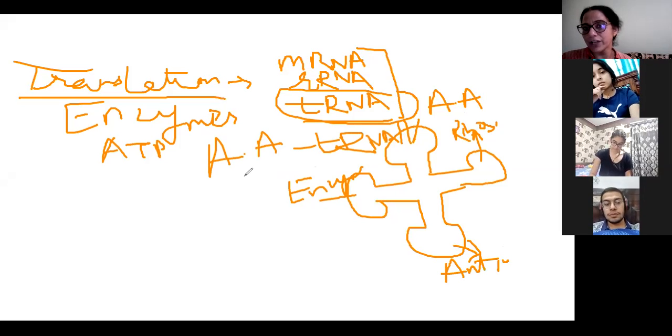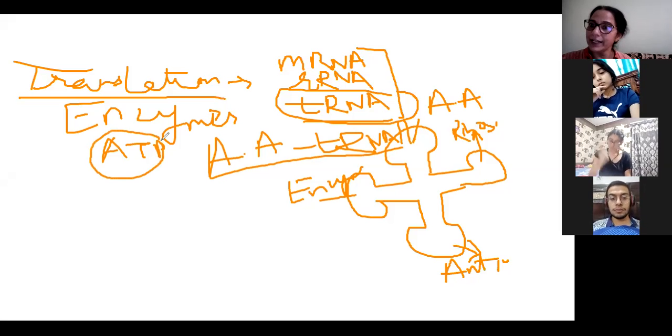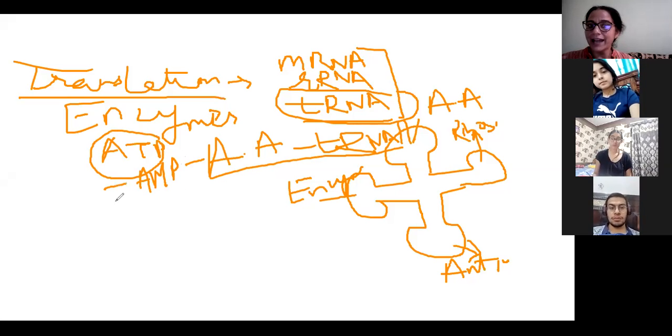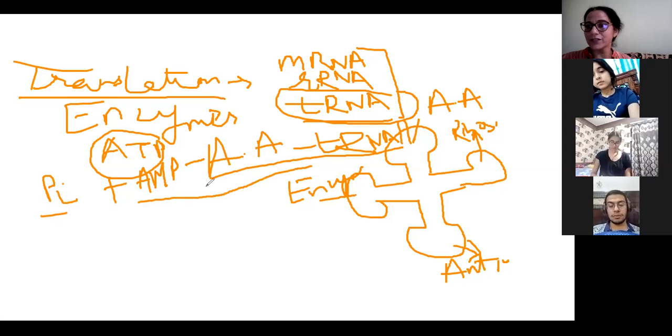Means the amino acid that we need gets attached with the transfer RNA. And this is a highly energy consuming process, and that energy comes from the energy currency of the cell, that is ATP. ATP is not consumed with all 3 phosphates; only one phosphate is consumed at a time. So AMP is attached with this complex and 2 inorganic phosphates are released. The complex formed is the amino acyl transfer RNA complex, and that is energized.